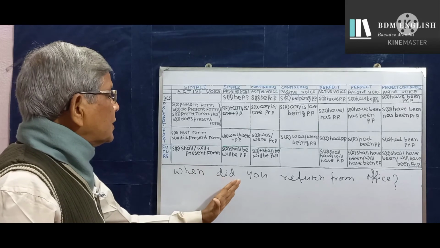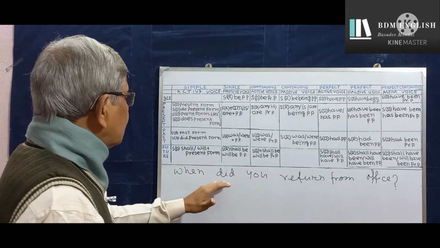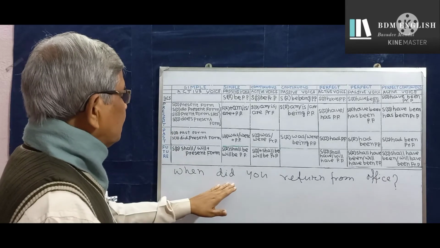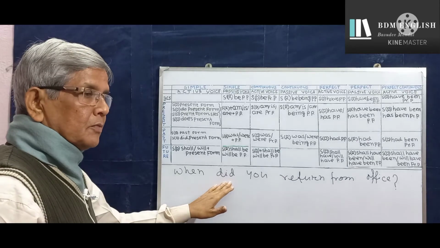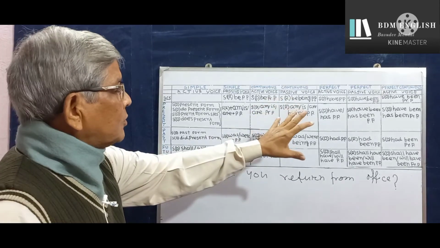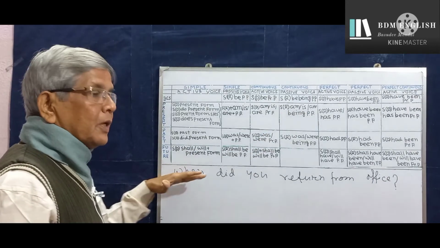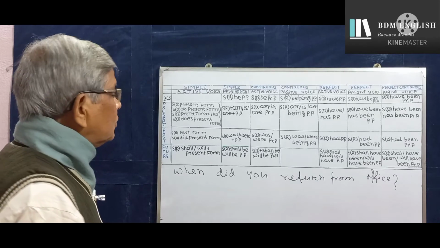The rule is the same. We place the helping verb before the subject. I've used did because our tense is simple past active voice. We can use the same in the future. When will you return from office? We can use any voice tense combination to make questions. And we can use these question words like when, where, how, why, who, whom, whose, etc.